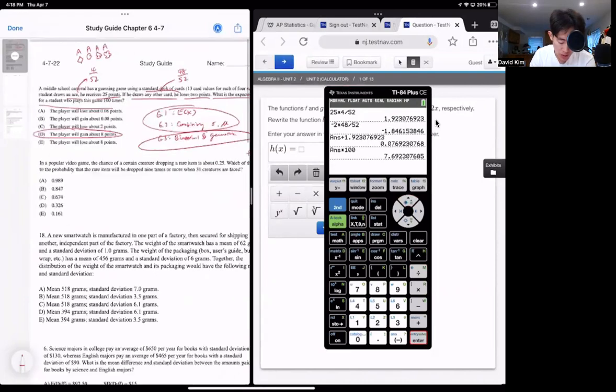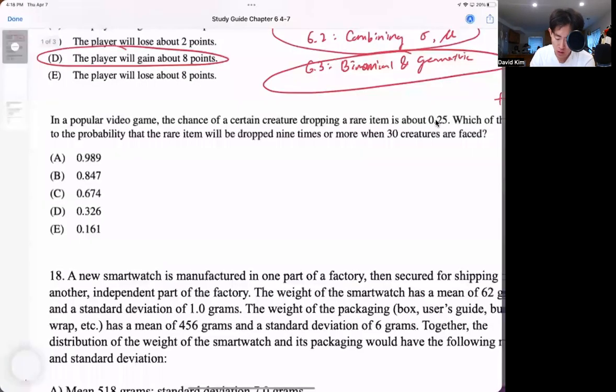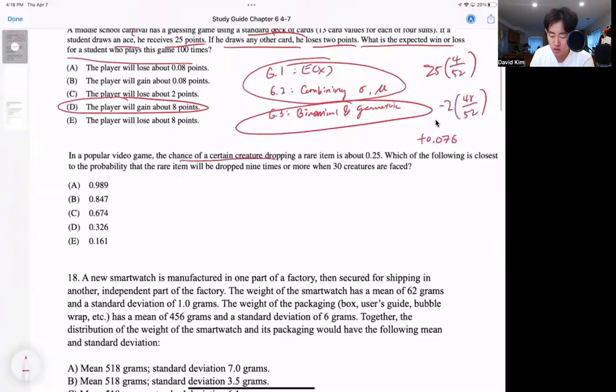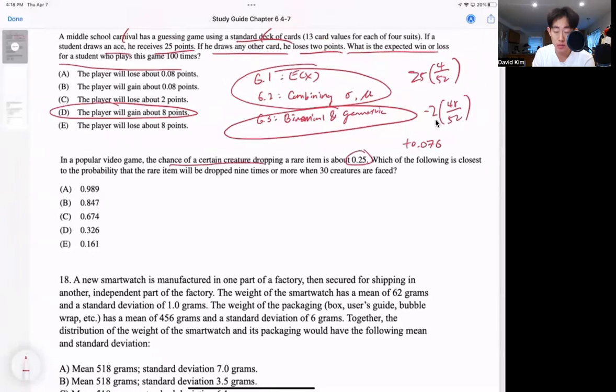Number 2, in a popular video game, the chance of a certain creature dropping a rare item has probability 0.25. What is the closest probability that the rare item will be dropped 9 times or more? So we can have 0, 1, 2, 3, 4, 5, 6, 7, 8, 9, 10, and this all the way goes up to 30.